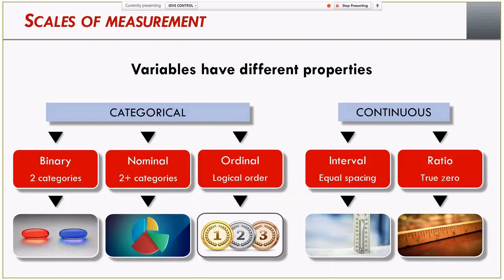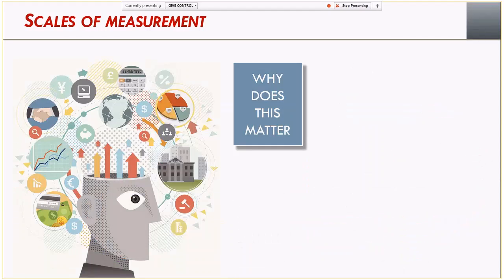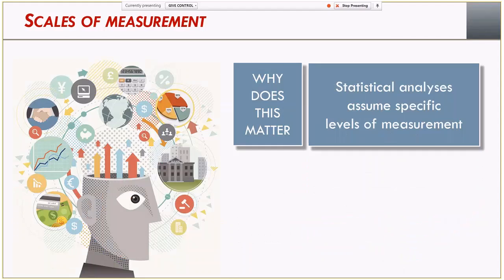So those are the main different types of variables. What I want you to take from this is that different variables have different properties, and that informs the type of analysis that you would choose. So this leads us to why this matters. This matters because statistical computations and analyses assume that the variables have specific levels of measurement. Different stats require the variables that are included in the stats to have specific levels of measurement.